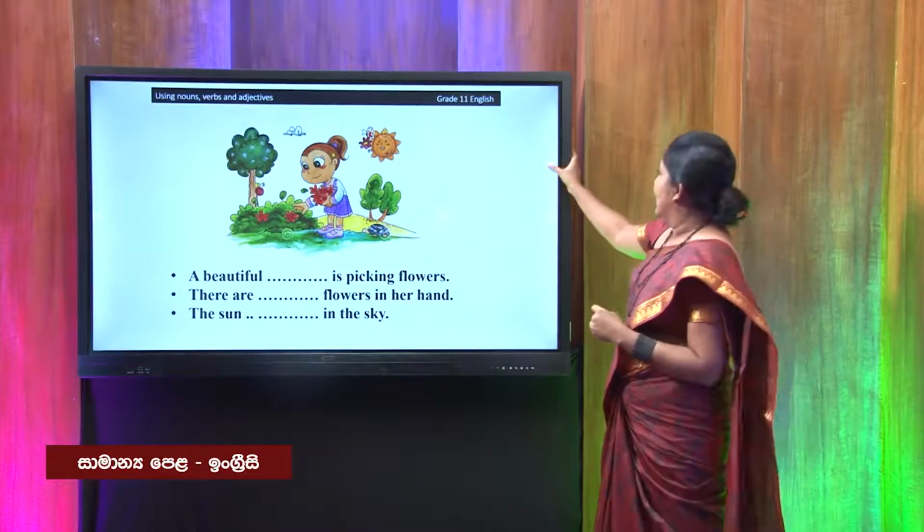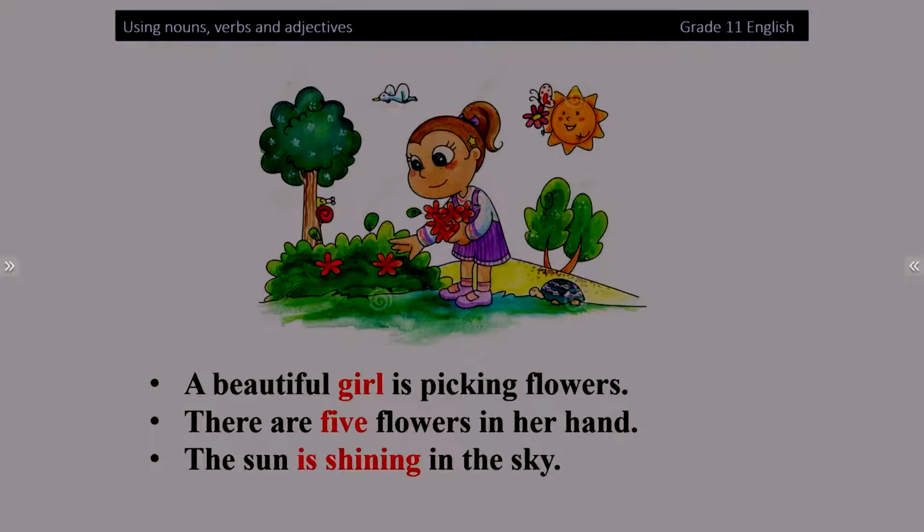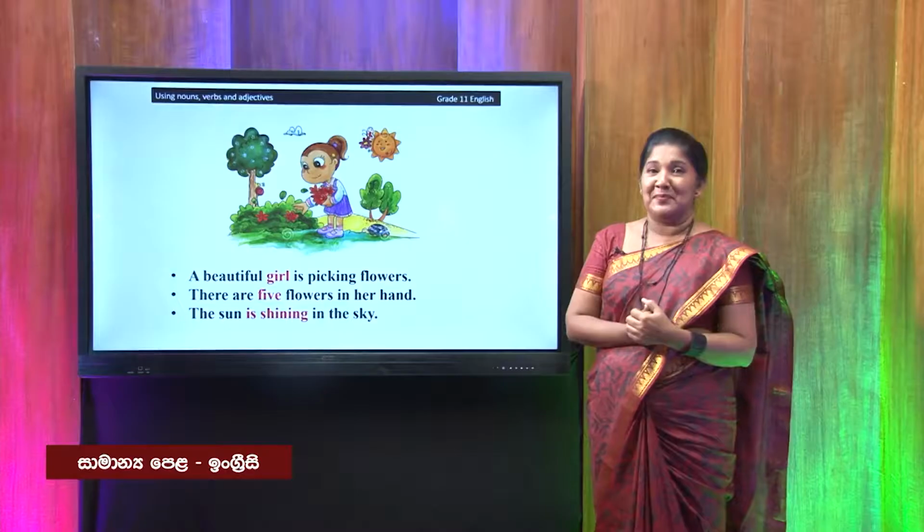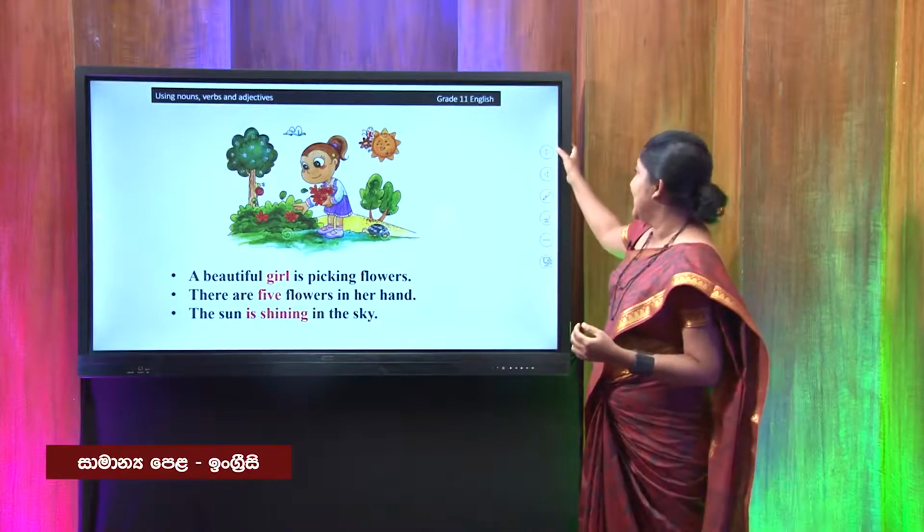Let's see the answer now. The beautiful girl is picking flowers. There are 5 flowers in her hand. Okay, I said that you can give the numbers. And then the sun is shining. Here we have told about the verb which was missing in that particular blank. So let's go to the next one.